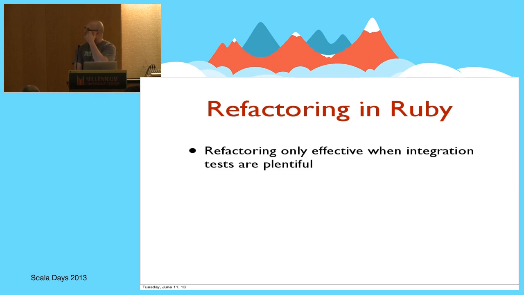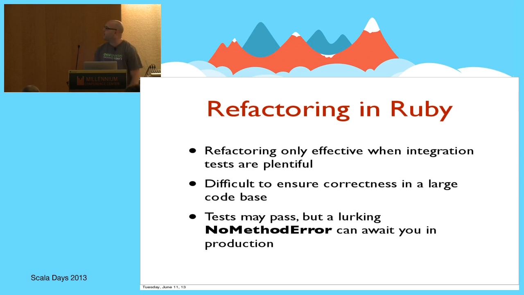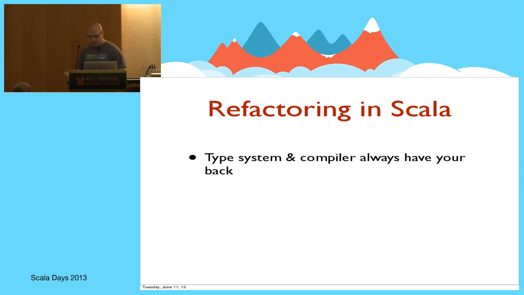So I would only refactor in Ruby if I had a ton of integration tests, because without them, it's really hard to know without the type system if you're actually doing a good job of it, right? And as the code base gets larger, it's hard to write these integration tests. And unfortunately, this has happened to me a few times where we did a very large refactor, didn't have as many integration tests as we had hoped, and bam, some crazy condition in production yields a no method error, just because you don't have the compiler to help you.